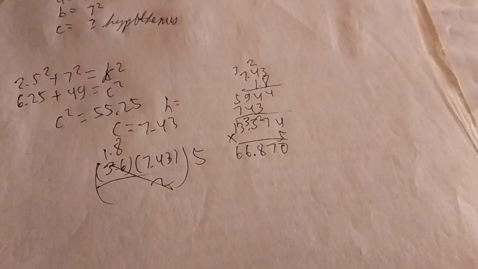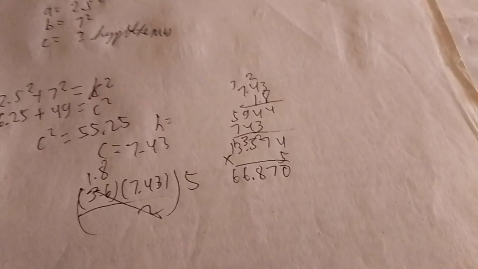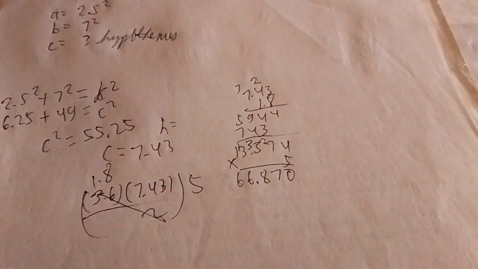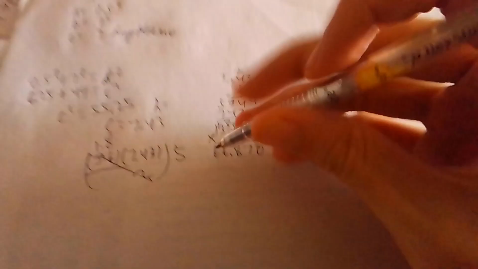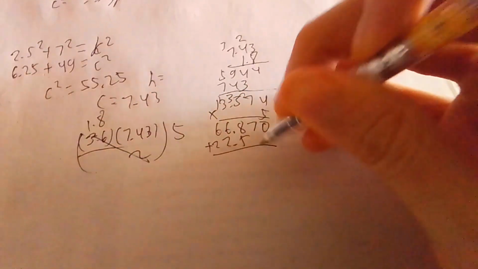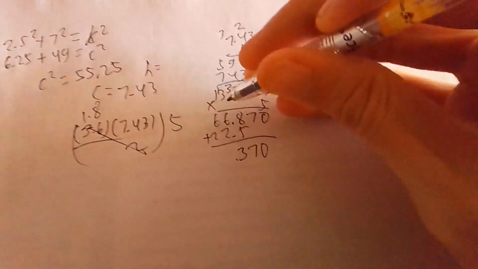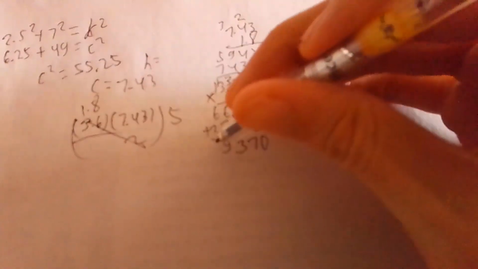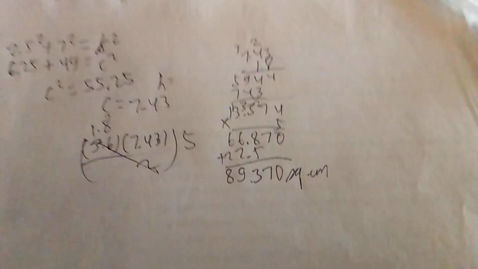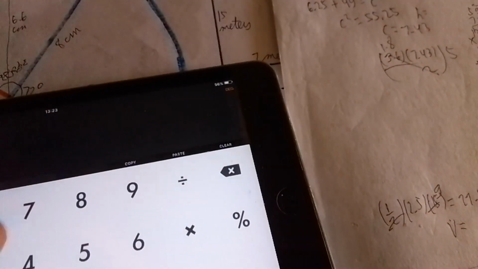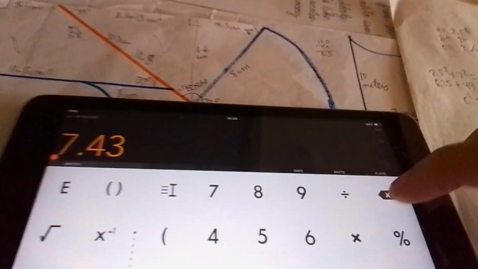So that's our answer. But we're still not yet done because we just got the area of 5 triangles together. So we need to add that with the area of the base. Do you still remember the area of the base? It's 22.5. So when we add this up all together, we should get 89.370 square centimeters. Check out with the calculator kung tama. Remember, we have 7.43, diba? That is the slant height.